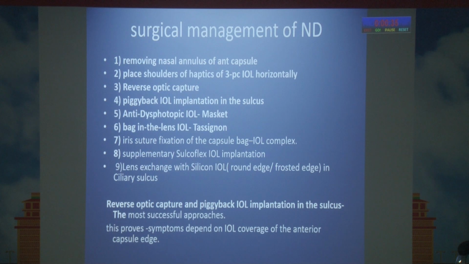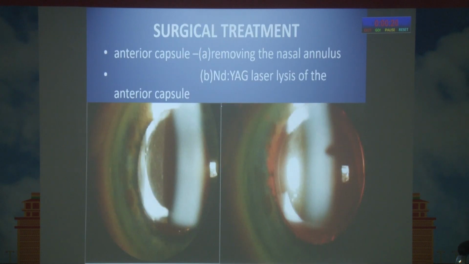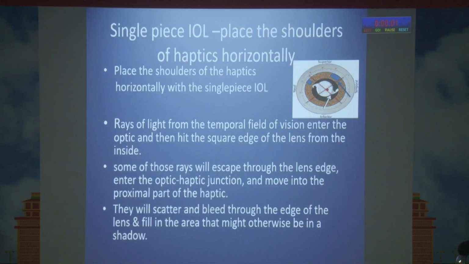So what is the surgical management? Either we can remove the nasal annulus of the anterior capsule, or place the haptics of a 3-piece IOL horizontally, do reverse optic capture, piggyback IOL, or there are some newer IOLs like the anti-dysphotopic IOL by Masket or Marie Tassignon. What you can do is take the patient on the slit lamp and give a YAG shot to the peripheral annulus of the nasal anterior capsule, and this goes on to prove that some of these patients may be having this dysphotopsia because of the shadow of the anterior capsule nasally. So by removing that annulus, that problem resolves.